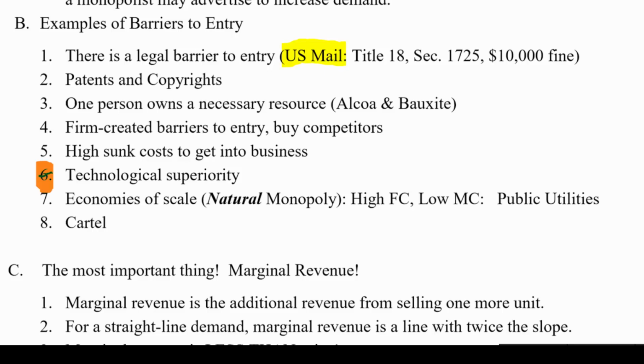So if you could produce things better, more cheaply, or of higher quality than any of your competitors, that might drive them all out of business, and then you could be a monopolist. Item number 7, economies of scale. Remember that economies of scale means that as you scale up your business, as you get more land, labor, and capital and more entrepreneurship, in short, as your business gets larger and larger, your average total cost gets lower and lower. That's really what economies of scale means. You get more and more efficient as you get larger and larger and produce more and more units.